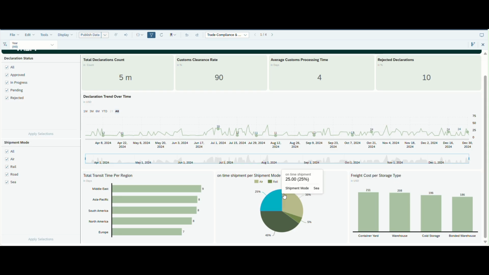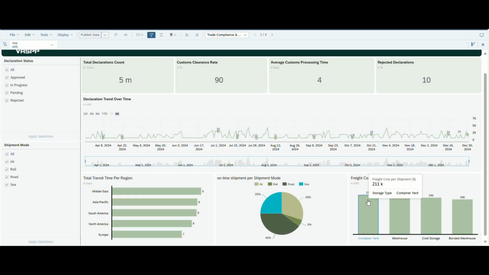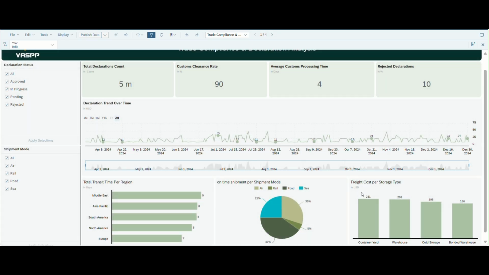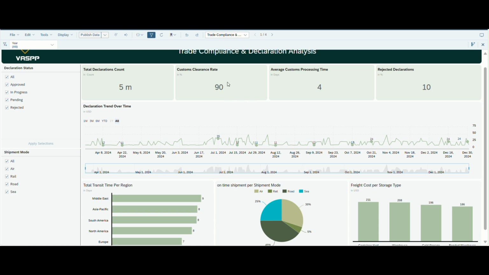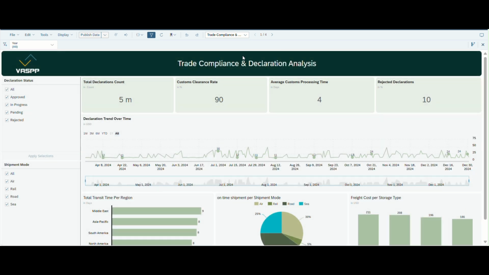Finally, the freight cost per storage type shows cost distribution: $211 for one category, $208 for another, $196, and $186 across others. This breakdown is crucial for identifying where logistics spending is concentrated and where opportunities for storage or mode-based cost savings might exist. In short, this dashboard doesn't just monitor trade. It empowers you to improve compliance, reduce risks, optimize transit times, and manage costs more effectively across the entire cross-border supply chain.